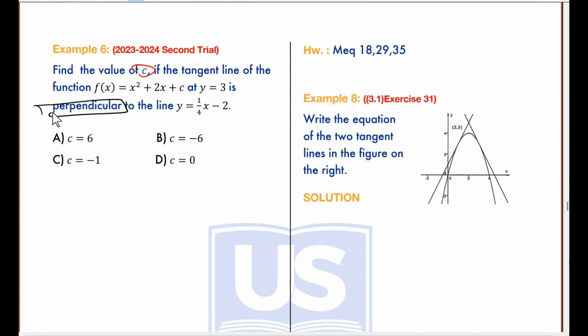So perpendicular means if the lines are perpendicular, then slopes are opposite reciprocals, right? In other words, their product is negative 1. So if the slope of this line is, let's say m1, 1 over 4, right? The coefficient of x, if y is alone, will give you the slope. Then what is m2? What is the opposite reciprocal of 1 over 4? It's minus 4. So I know the slope, which is minus 4.